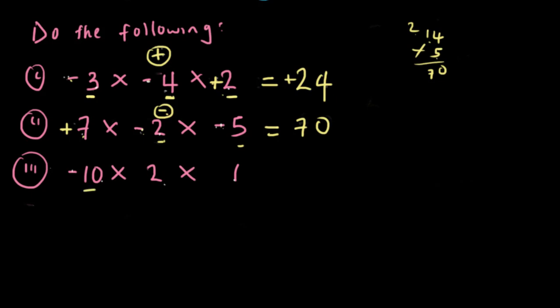Let's do the last question. Note the sign. Sign of 10 is minus. Sign of 2 is plus. Sign of 1 is plus. Multiply the signs. Minus times plus is minus. Minus times plus will give me minus. Multiply the numbers. 10 times 2 is 20. 20 times 1 is 20. So I have minus 20. I hope you understand.